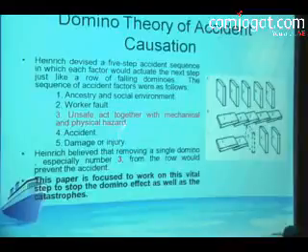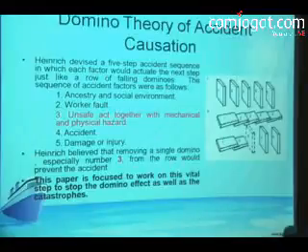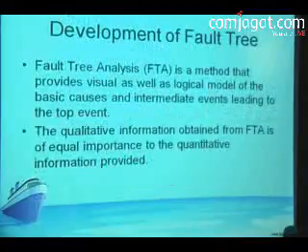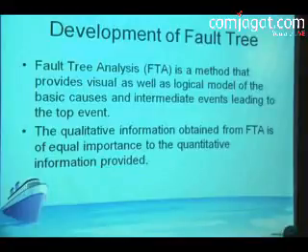Heinrich believed that number 3 is the most vital domino, and if we remove it, we could prevent an accident. So this paper is focused on working from the vital step to stop the domino effect as well as the catastrophes. The number 3 domino is developed on the basis of a fault tree.